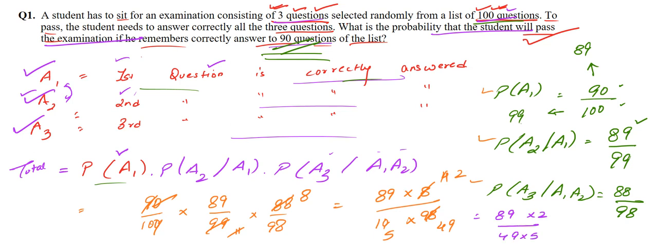So what is 89 into 2? We can easily calculate this, which will be 178, and 49 into 5 is also a very easy calculation, and we will get 245. So basically this is our answer to the question: this is the probability that the student will pass the examination if he knows the correct answer to 90 questions out of 100 questions. So we have got the answer to this question.